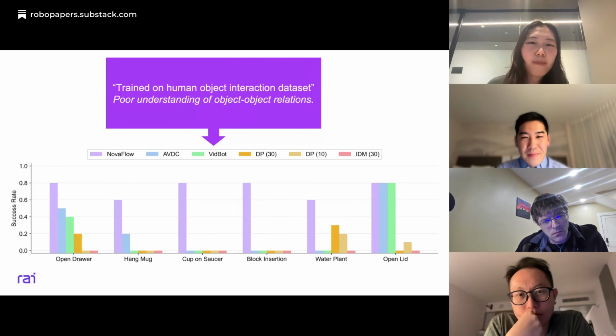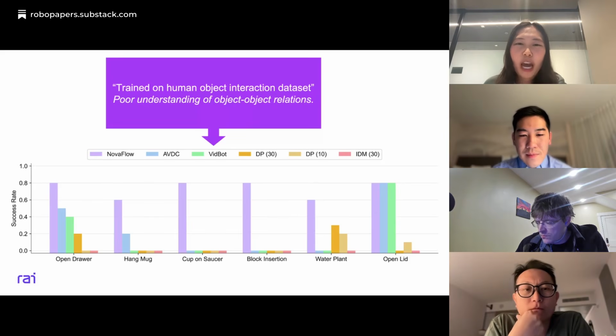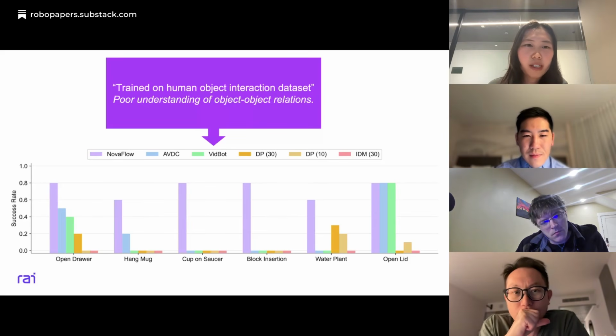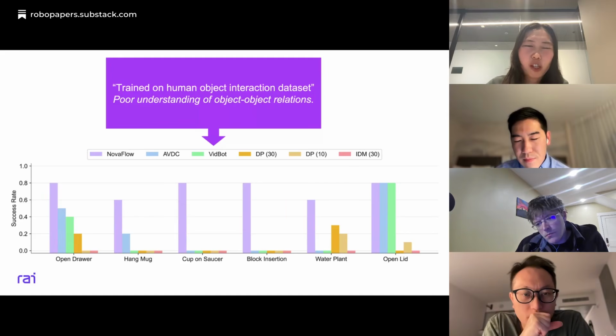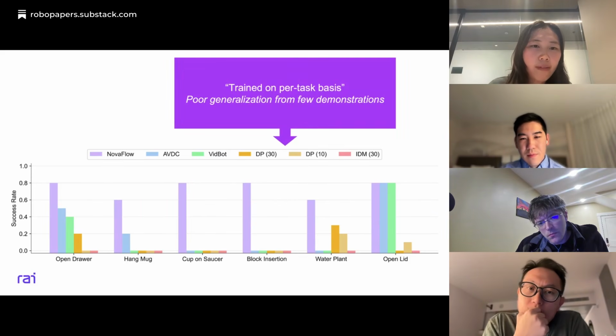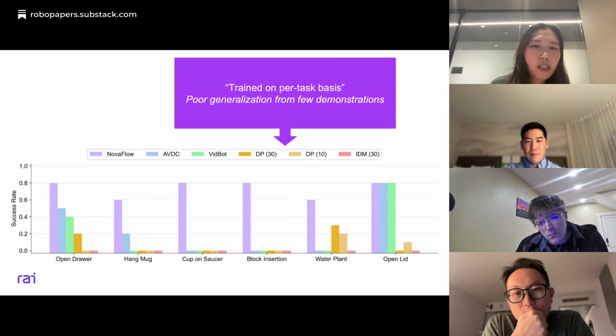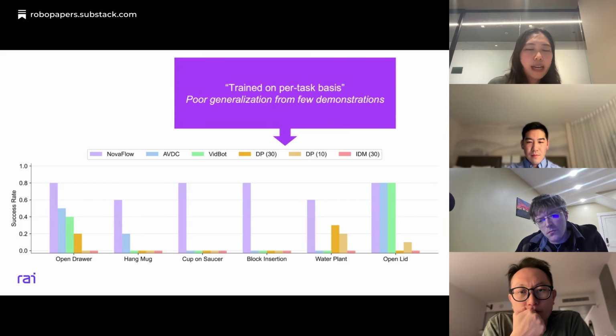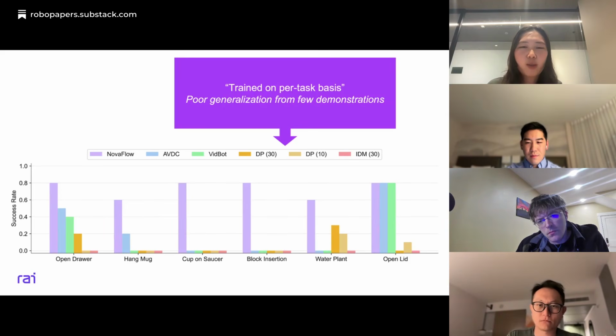So for Bitbot, basically that's what I'm saying. I think it's only capable of opening the drawers because it's trained on a human-object interaction dataset, and there's very poor understanding of object-to-object relationships that it has never seen before in the training dataset. And for all of the diffusion policy, we collected data for each of the tasks, but we didn't really follow our training dataset to curate our testing set, so most of our testing set is actually out of distribution compared to our training dataset.